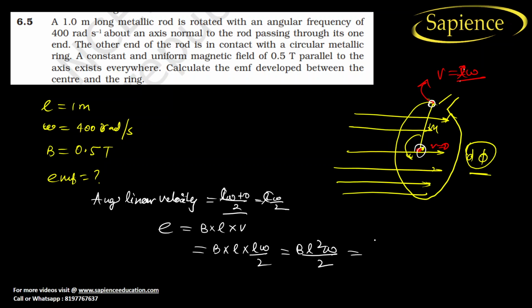So this is the derivation also. If you remember this formula, you can directly find out the answer. B is 0.5 Tesla, into L square means 1 square, into omega which is 400, divided by 2. If you calculate it in a proper way, finally we get the EMF as 100 volt approximately. I hope you have understood this question.